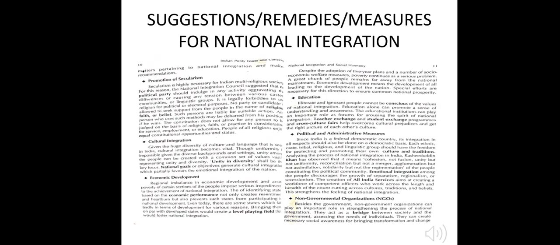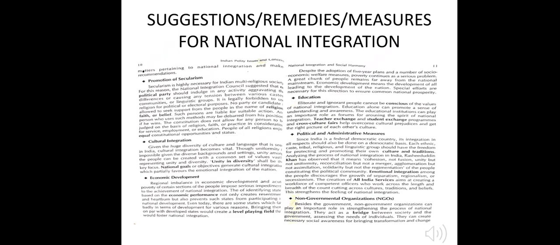So suggestions, remedies, measures for national integration. For all these three, if they mention any of this, you can give the same answer because all the three mean the same. If they ask it for 10 marks or an application level answer, you can mention the need or the disadvantages and the problems, like how the problems are created and how the suggestions are taken. You can write like that also.